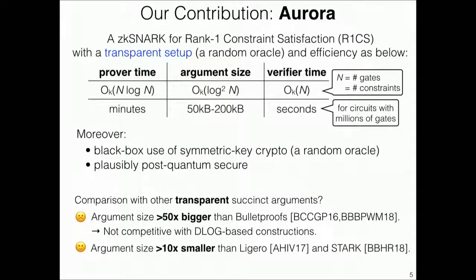On the other hand, what we achieve in this work is that among the class of constructions that only use symmetric key cryptography and is plausibly post-quantum, we achieve a 10x sort of improvement in proof size compared to prior works when applied to circuits, okay? So the punchline is that in this work, we achieve the smallest known to date post-quantum SNARK for circuits or rank 1 constraint satisfaction problems, okay?